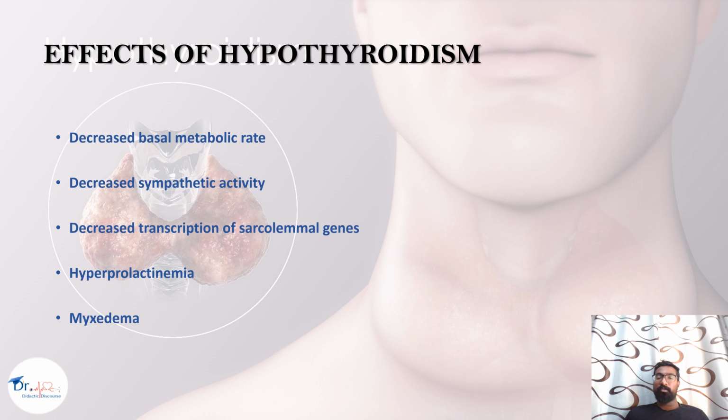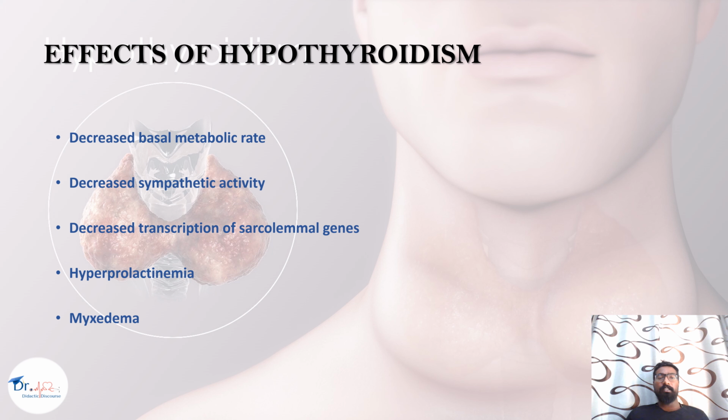So we all know a myocyte. What is a myocyte? A myocyte is nothing but a muscle cell. So the cell membrane of a myocyte is called a sarcolemma. Because of this decreased transcription, the patient has a decreased cardiac output. So that results in cardiomyopathy in the patients with hypothyroidism.